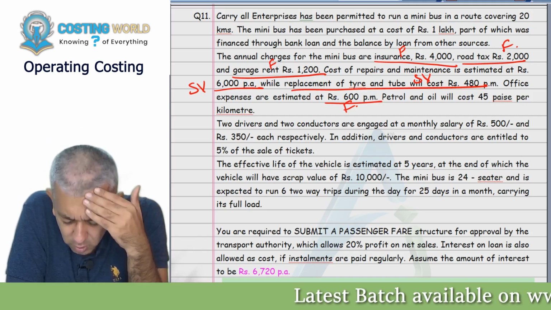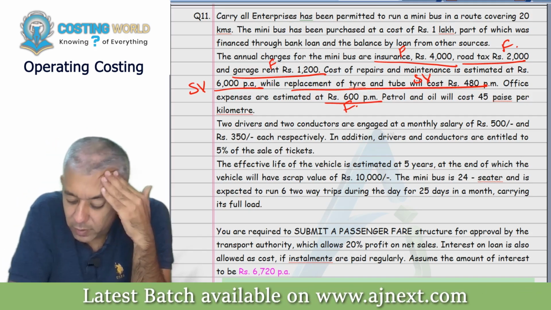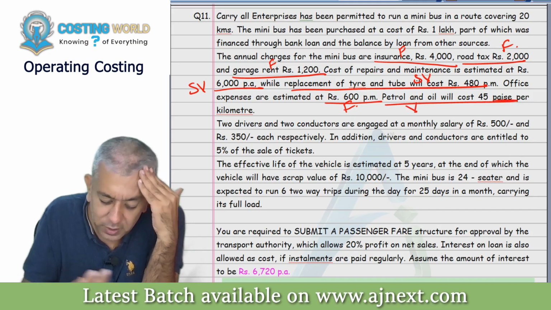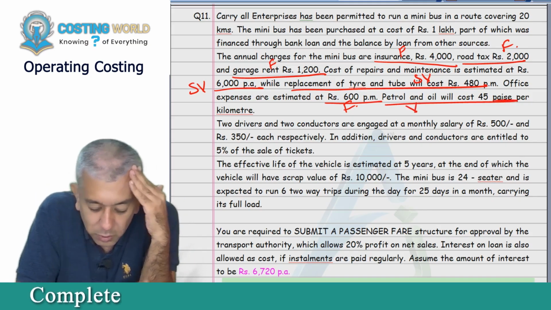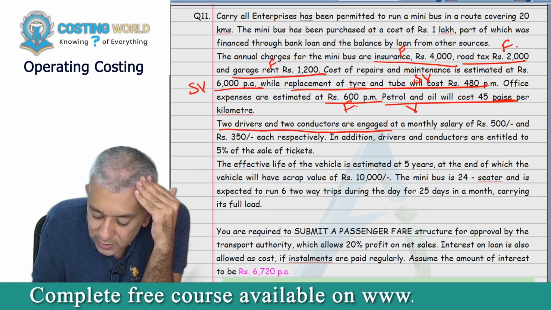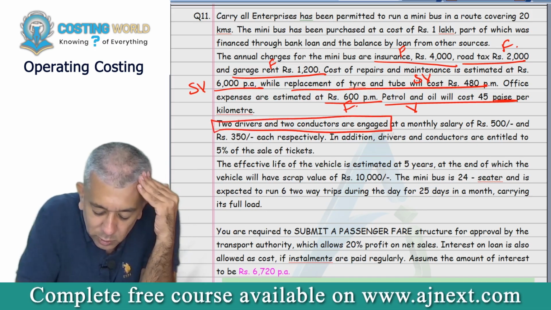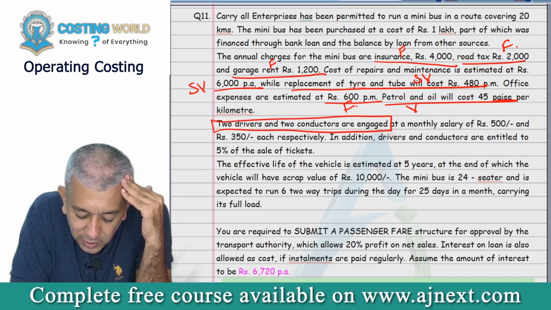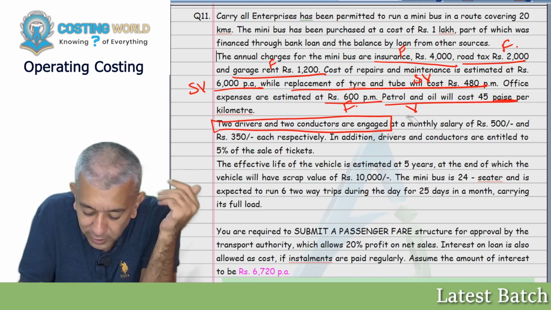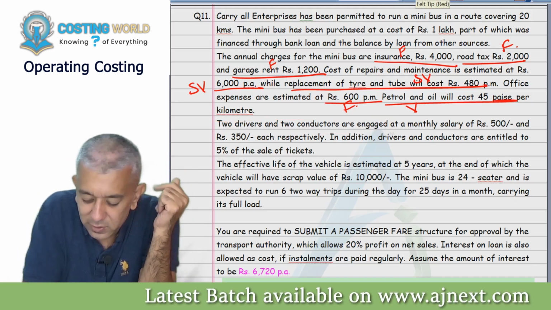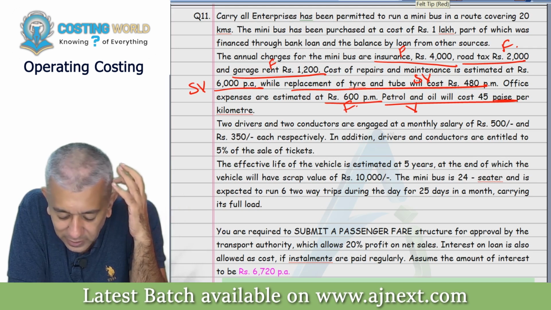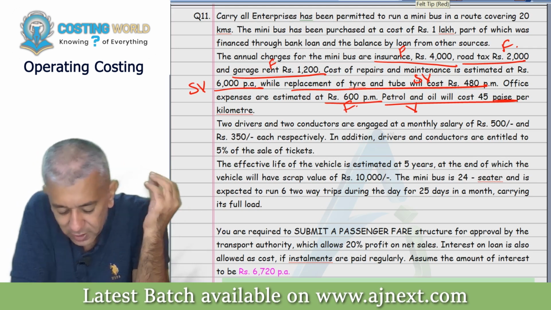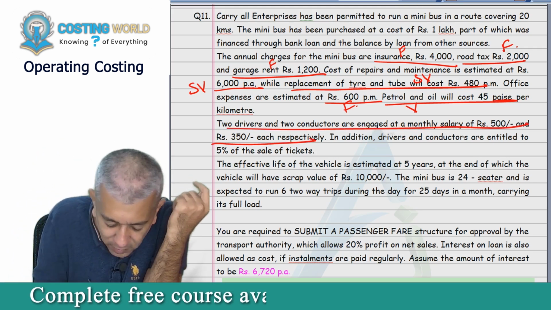Okay, obviously. Now, petrol and oil will be costing 45 paise per kilometer, so variable. Okay. Now, 2 drivers and 2 conductors are engaged. Actually, if you only read this, you might think that now they are engaged, then they will get married. Okay, it's not like that. So, 2 drivers and 2 conductors are engaged at a monthly salary of 500 and 350 respectively. I guess this particular thing will be fixed.